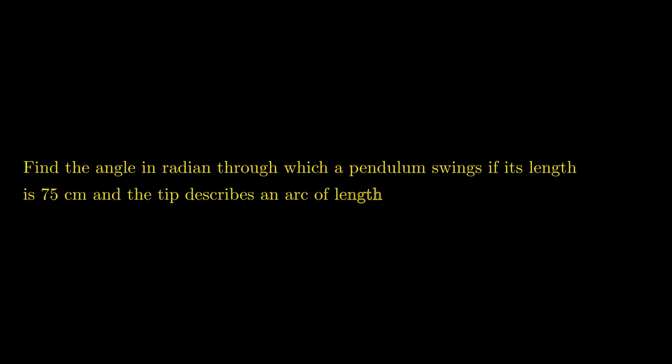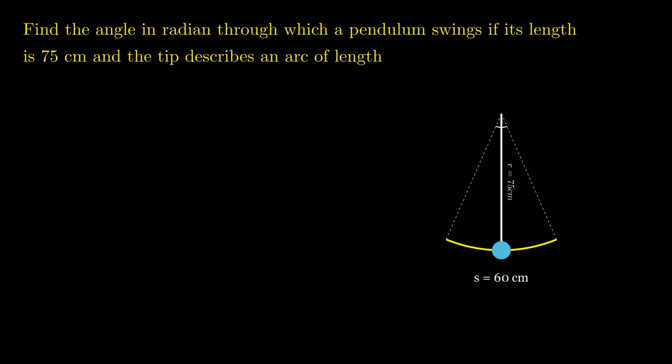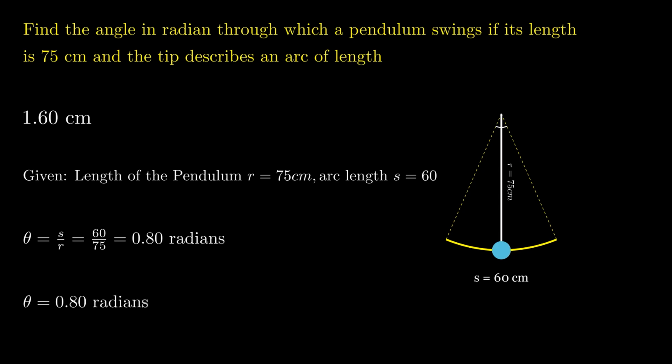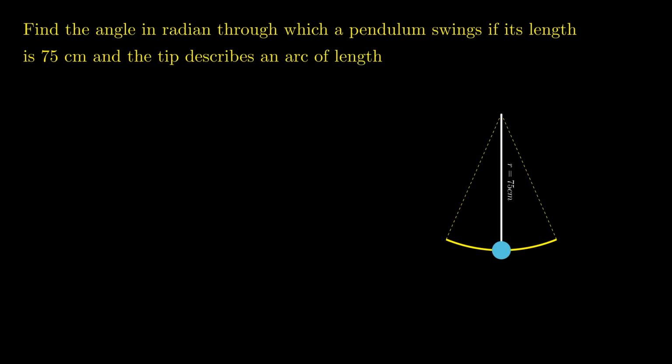So this is the last question of the exercise. Find the angle in radian through which a pendulum swings if its length is 75 centimeter and the tip describes an arc of length 10 centimeter. Okay. Now given the length of pendulum is 75 centimeter and arc length is 10. So you can visualize the problem in the diagram here. So now we know that theta equals s over r. Let's substitute for s and r and we get the final answer.